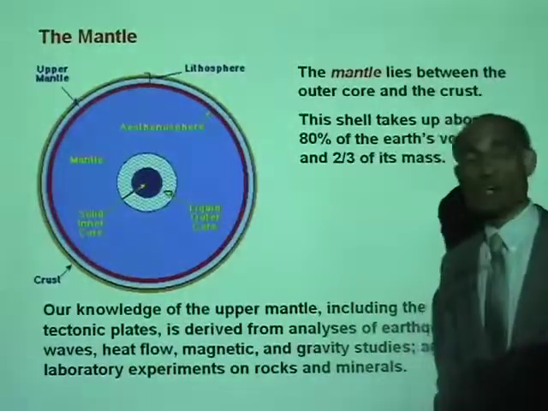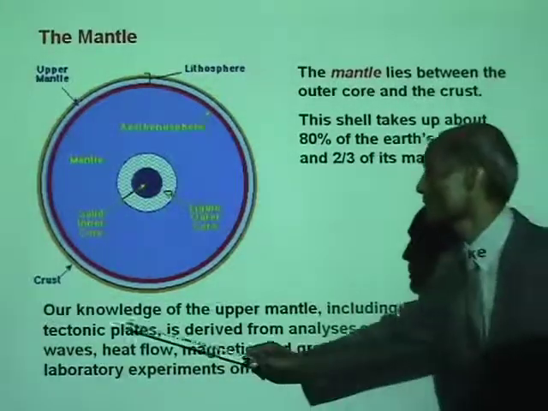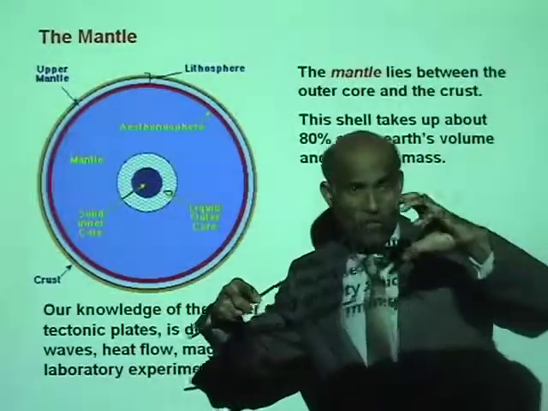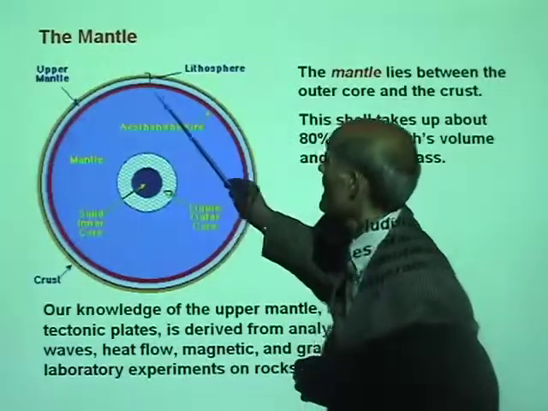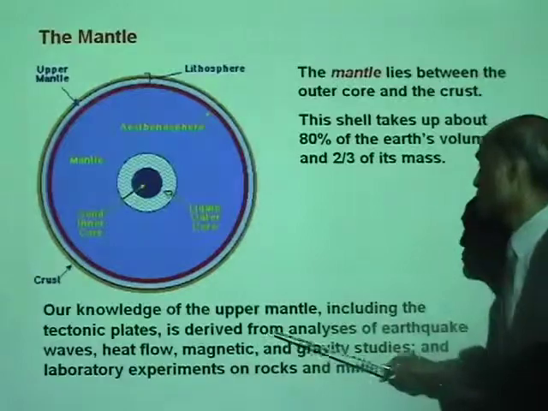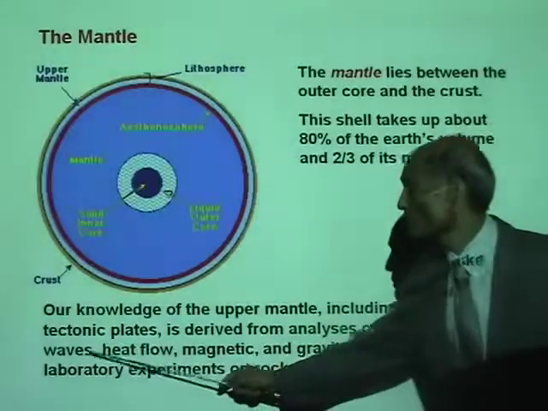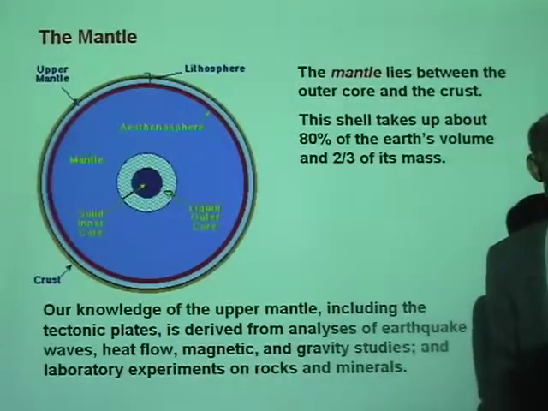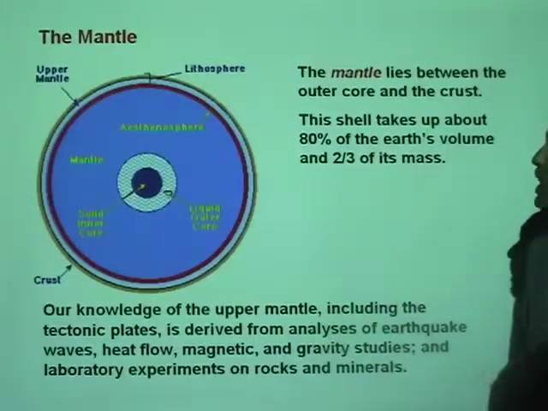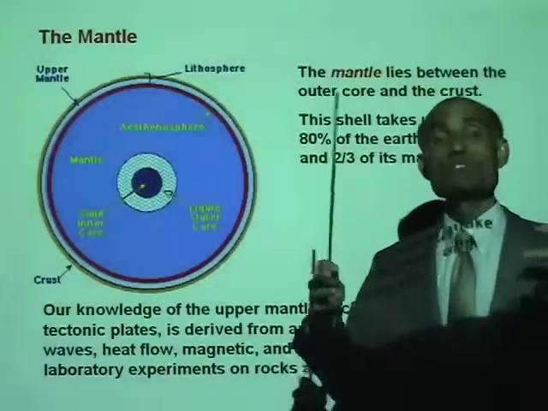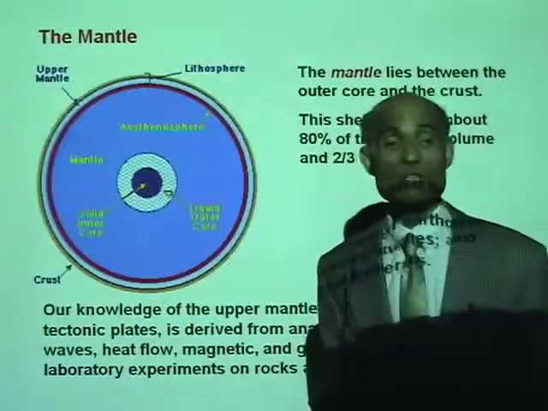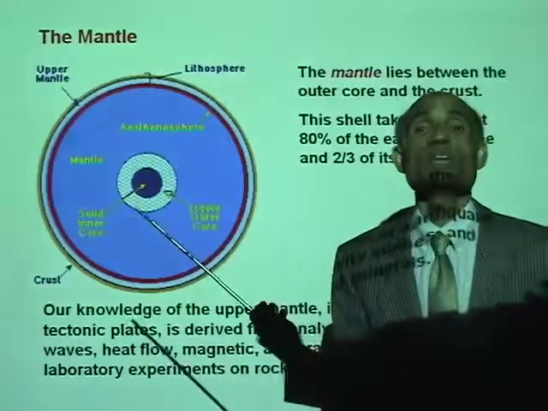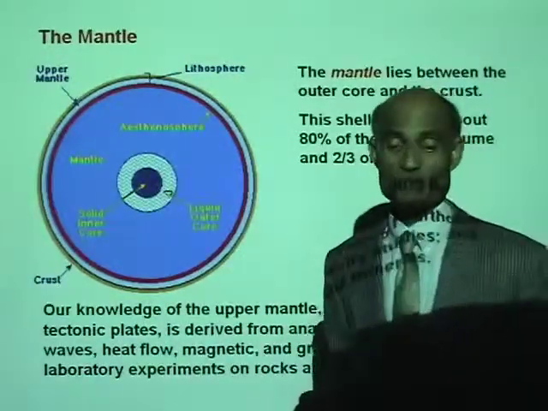Alright? So our knowledge of the upper mantle, including the tectonic plates, which is actually part of the crust, is derived from analysis of earthquake waves, heat flow, magnetic and gravity studies, and laboratory experiments on rocks and minerals. In fact, what we know about the mantle and the crust is based on all these kinds of experiments that have been done in the past 100 years or so.